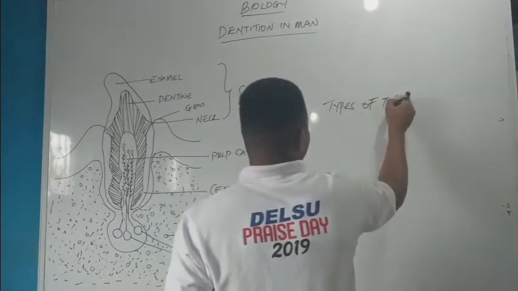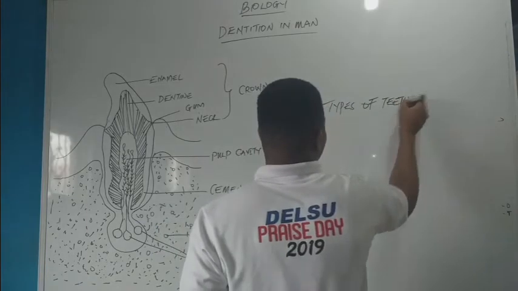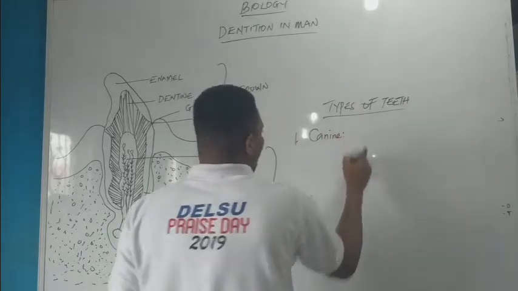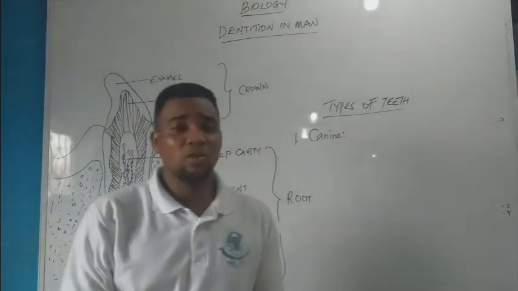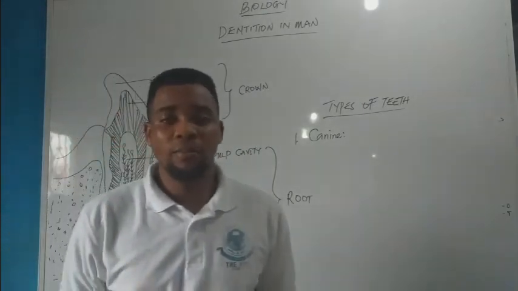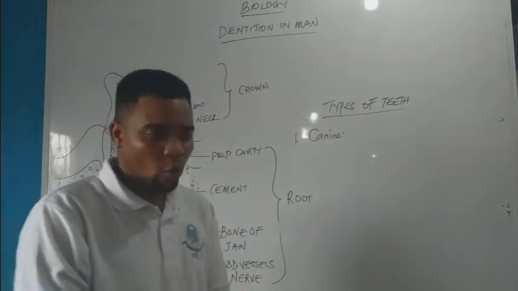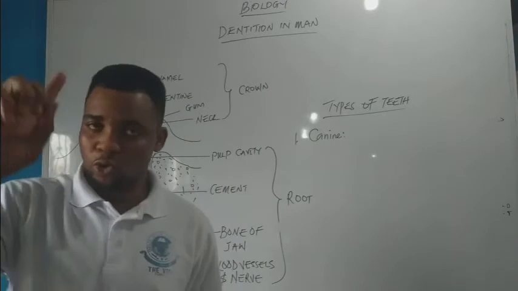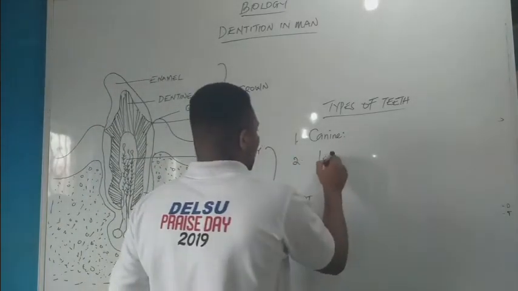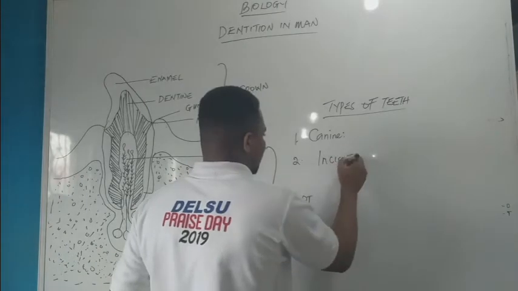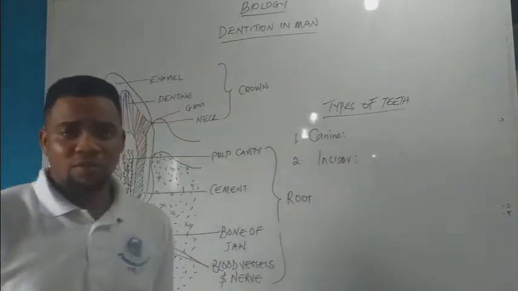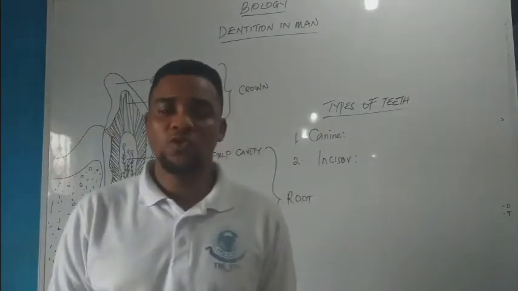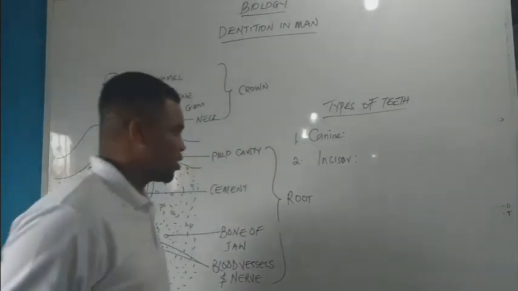Types of teeth. The first one is the canine. The canine is used for tearing of flesh and grasping of prey. They are used to grasp prey, to hold it to a spot, and to tear the flesh off. That's the function of the canine, and the canine has only one root. The second one is the incisor, a modified part of the teeth which is used for cutting and holding of prey.